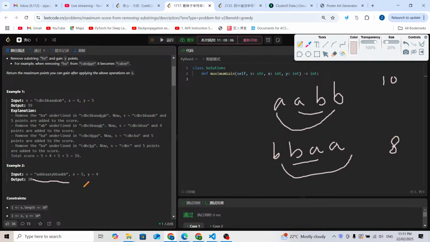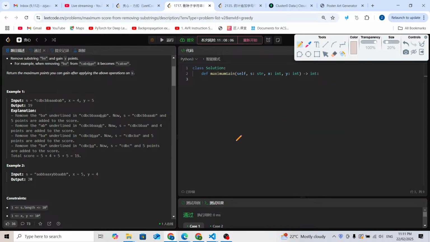Now let's combine them together to analyze. We're going to use this total example, something like AABBAA. Maybe this is easier to analyze. Shall we remove AB first, or shall we remove BA first? But how can we remove them at the same time? It's going to be really difficult.